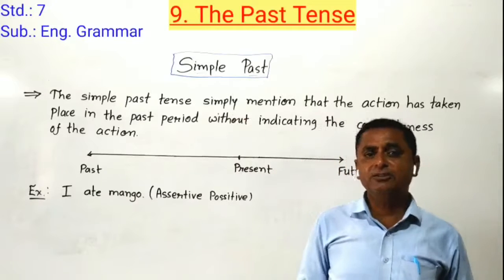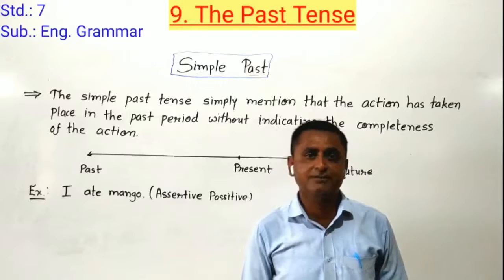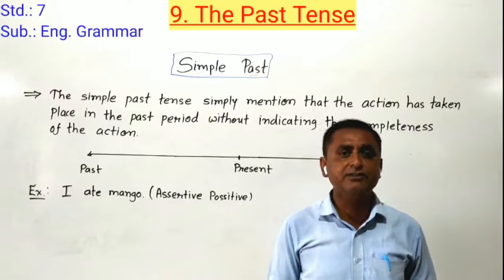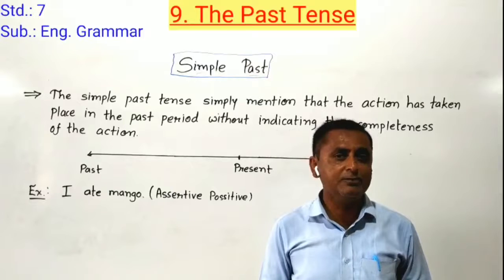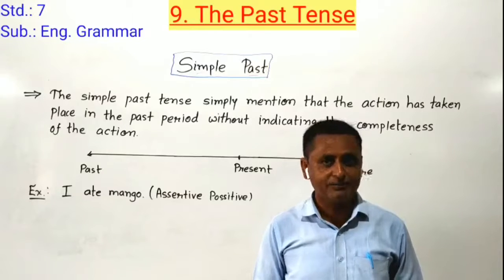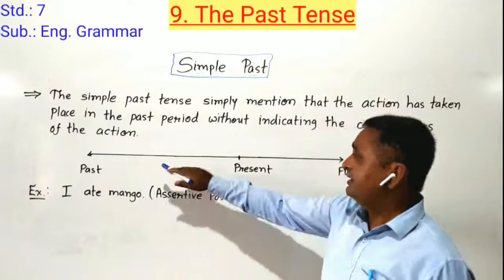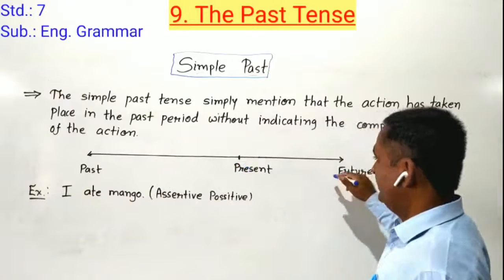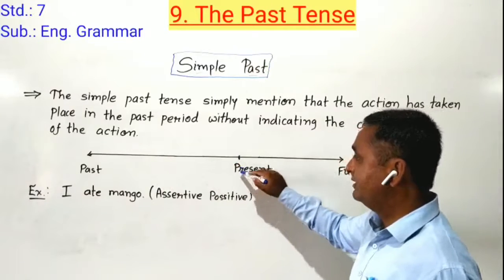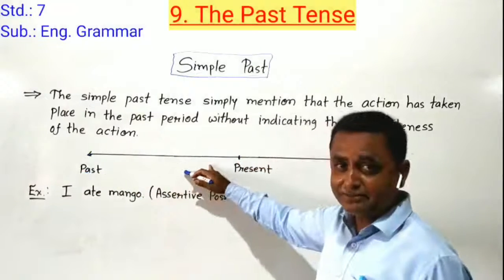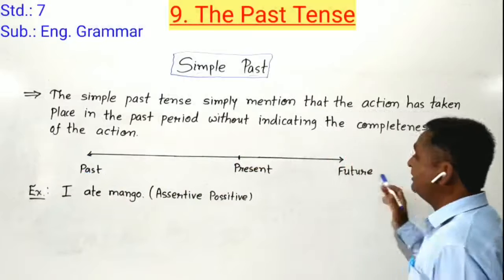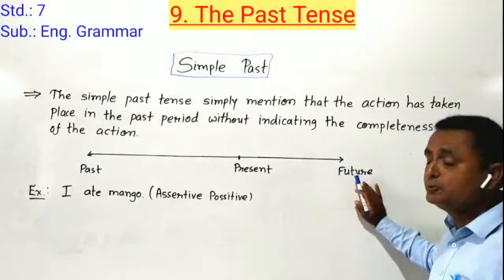We can say that type of things in simple past tense. Everybody knows about the structure of simple past tense. Simple past tense structure is V2 form. We have to use verb two form. Verb two means past form of verb. Okay? Here one line I draw. It shows the present time. Left side of present is known as past time, and right side of present is known as future time.